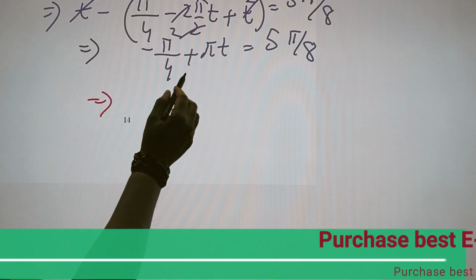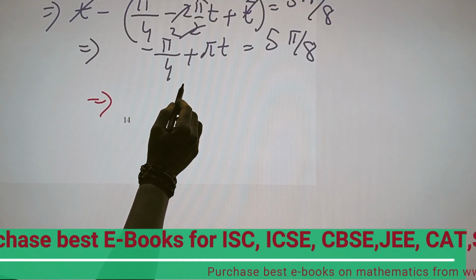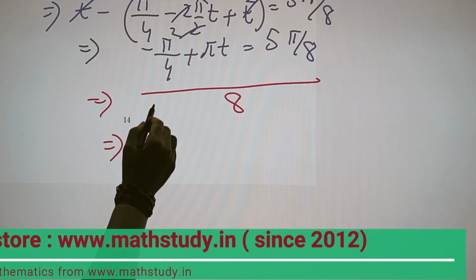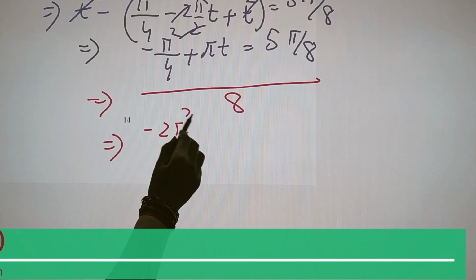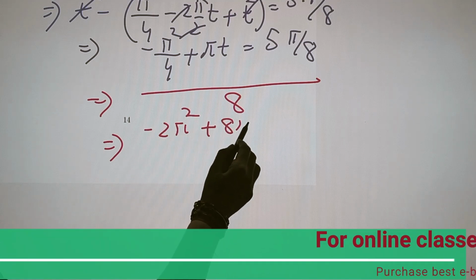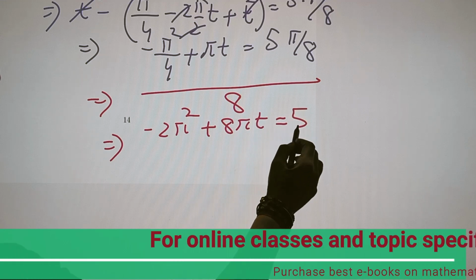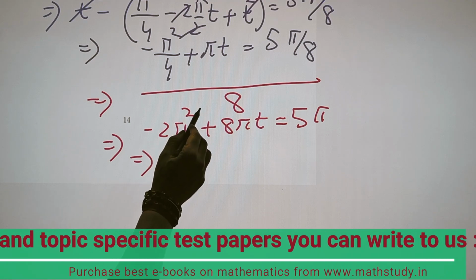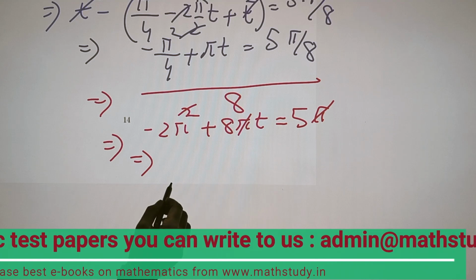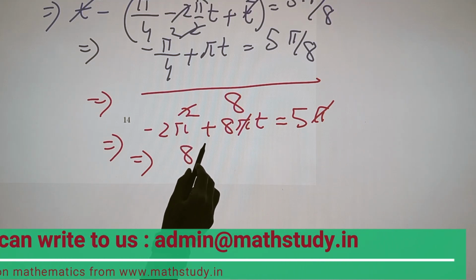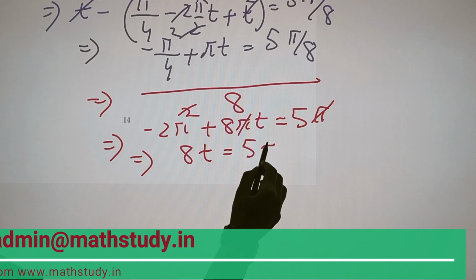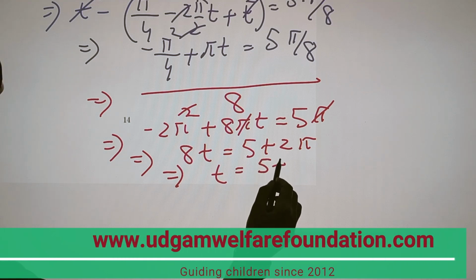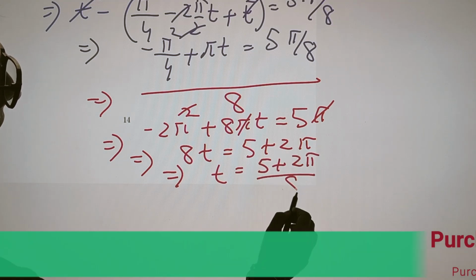So this implies what? Simply take the LCM here. We will get the complete LCM as 8 here. So this implies minus 2 pi square plus 8 pi t equals to 5 pi. Very simple. So this implies what? We can simply cancel out pi in each term here, and we can simply write it this way: 8t equals to 5 plus 2 pi here, and this implies t is equal to (5 plus 2 pi) upon 8.